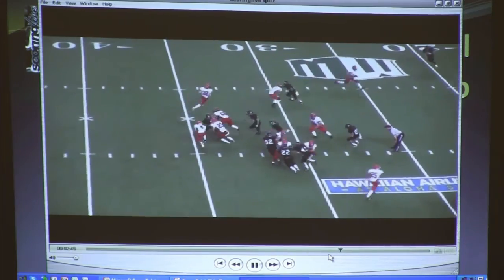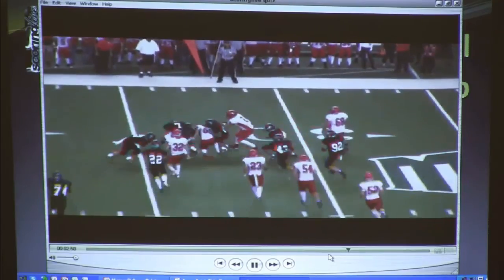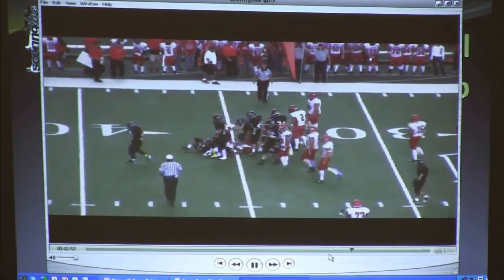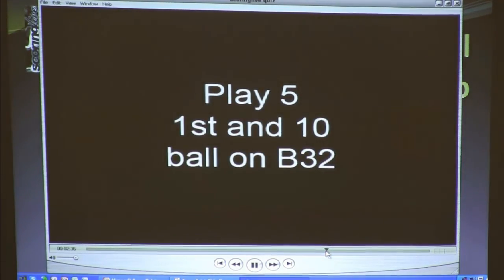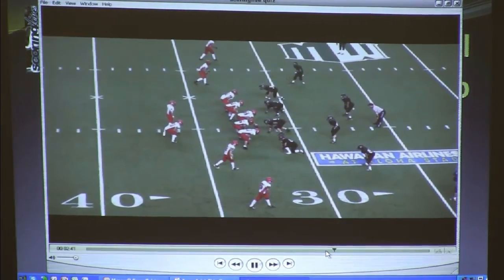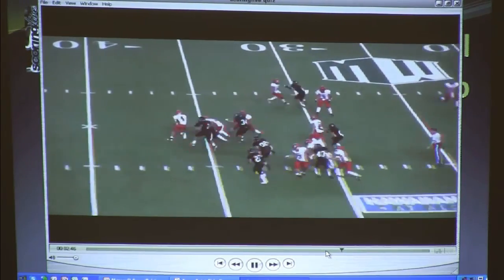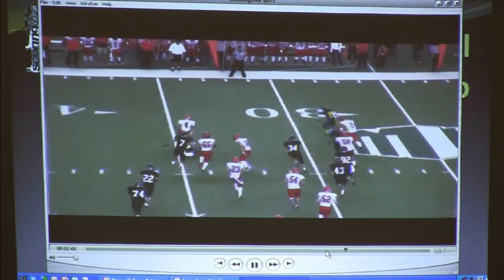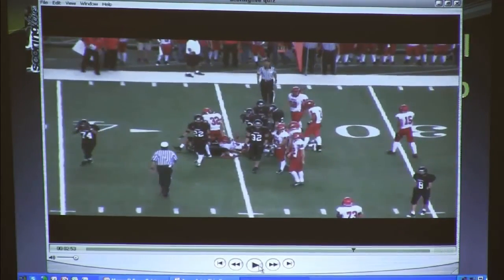The drive continues. Play 5. 1st and 10, ball now on the B32 yard line, where you left off. Fumble. Okay, let's look at this play again. There's a fumble on the play here.